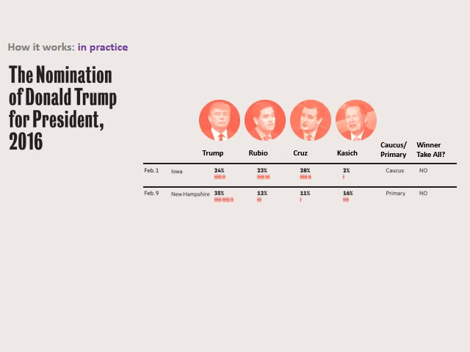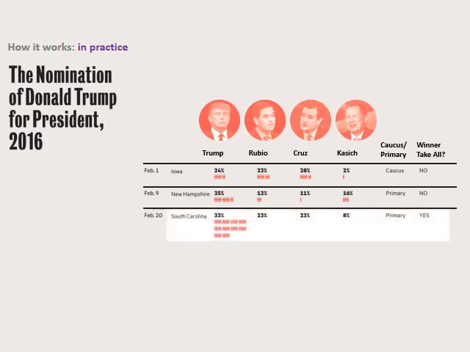In the New Hampshire primaries, Trump led 35% to Rubio's 12%, Cruz's 11%, and Kasich's 16%. And it was not a winner-take-all state, so it was proportional. In South Carolina, Trump won by 33%, and it was a winner-take-all state, so he took all of the delegates.